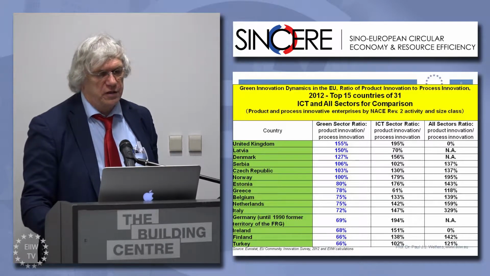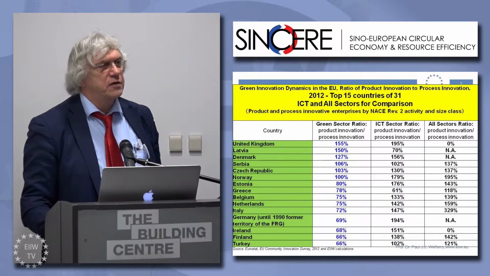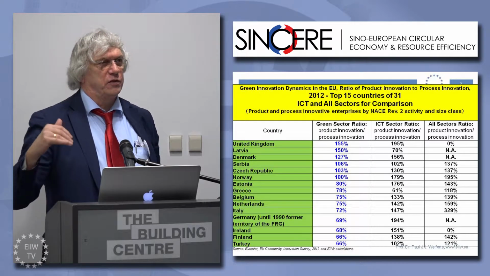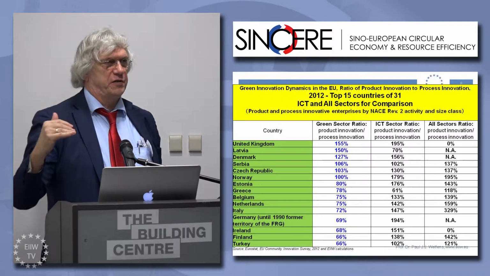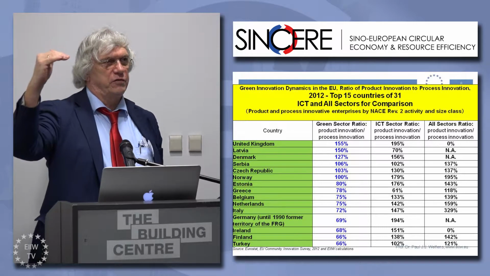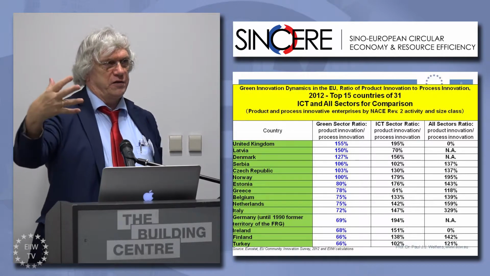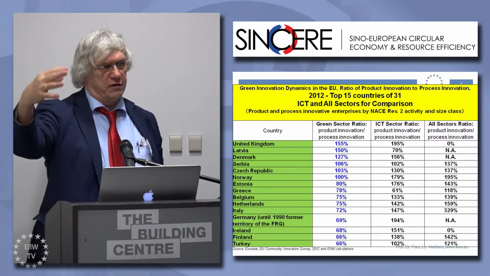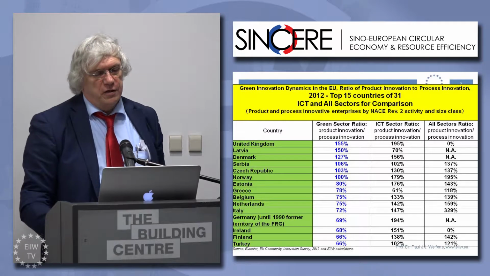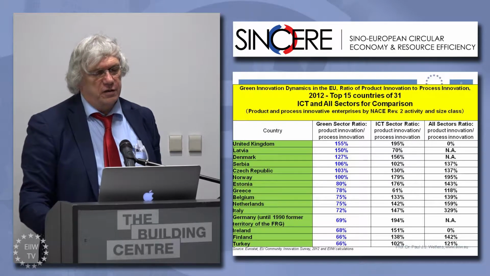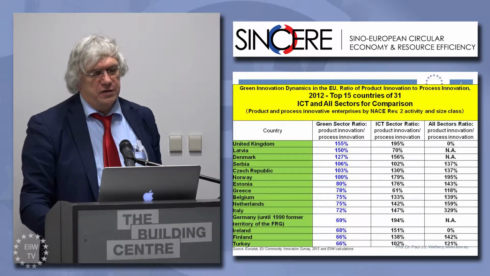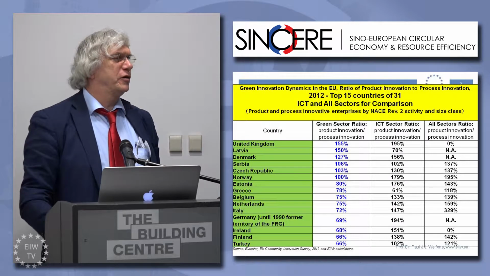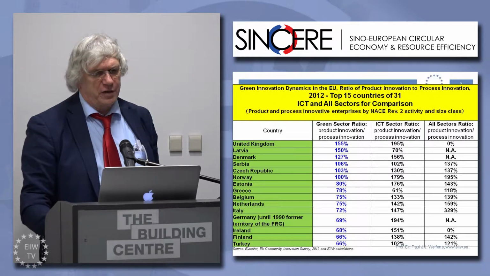which we calculated here. Based on this theoretical model, it's very important to look at the ratio of green product innovations to process innovations. If you have a relatively high ratio, we would assume you are in an early stage, and maybe also a leader in this technology field. If we look at this green sector ratio, here you have the top 15 countries out of 31 which are covered. And interestingly, who is the leader? Well, it's the United Kingdom.